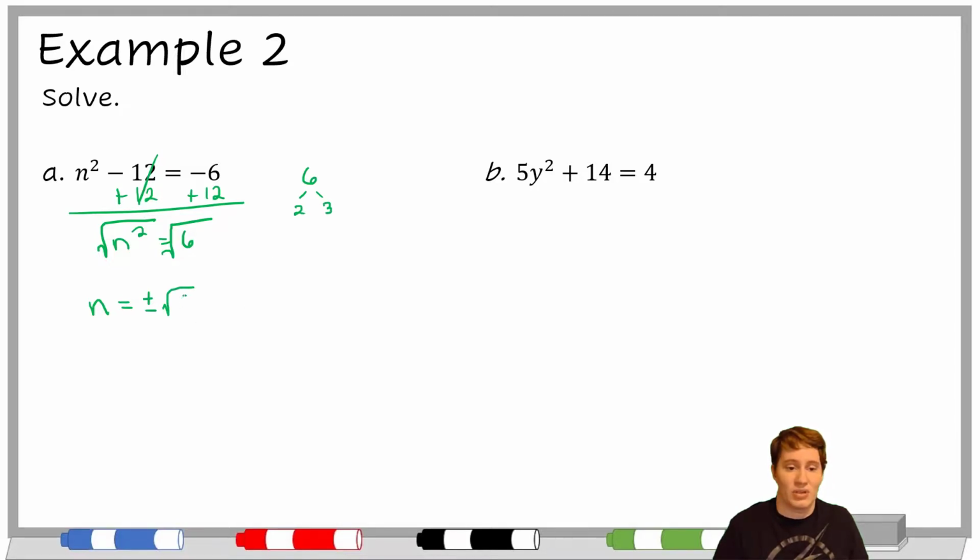There's no pairs of numbers. So actually our best answer here, from a mathematician's point of view, is n equals plus or minus the square root of 6. That's going to seem weird probably at first, in the same way that, as we've talked about, leaving things as improper fractions instead of mixed numbers seems weird at first, but I think you'll get used to it eventually.